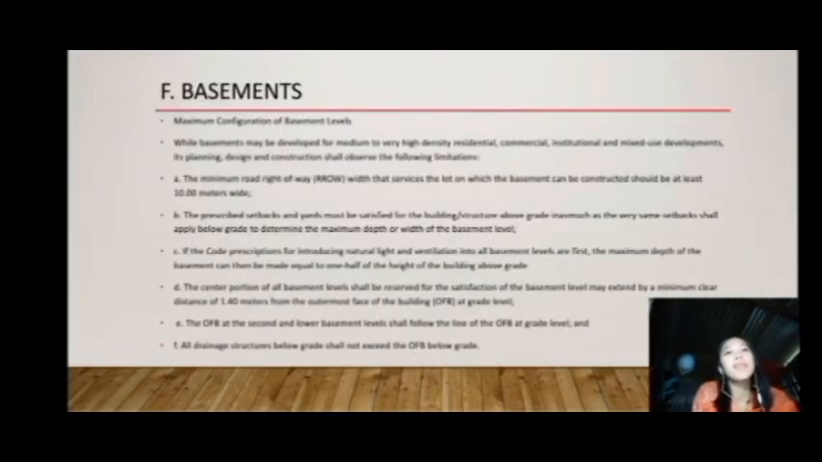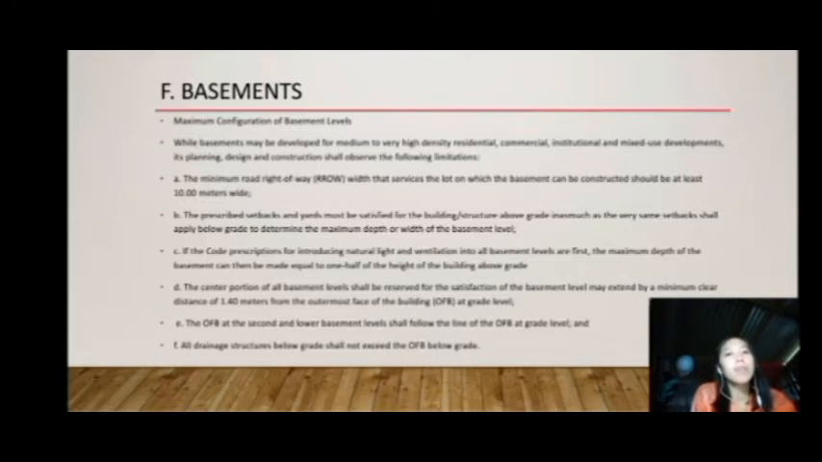Lastly, the basements. Maximum configuration of basement levels. While basements may be developed for medium to very high density residential or commercial, institutional, and mixed-use developments, its planning, design, and construction shall observe the following limitations. A. The minimum road right-of-way or RROW width that services the lot on which the basement can be constructed should be at least 10 meters wide.